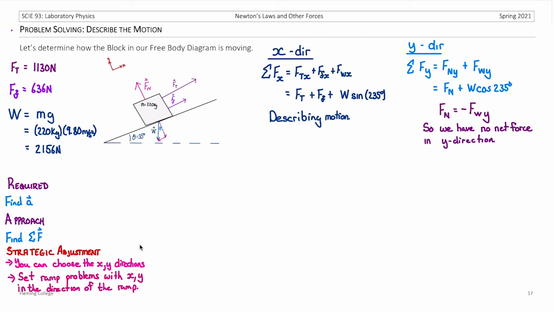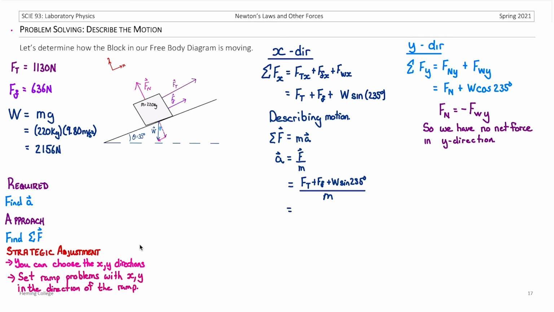Because we know that our entire net force will be in the x direction, that means that we do not have to consider the y direction anymore. But when we're describing motion, we need to use the equation F net, the sum of all of our forces, is equal to mass times acceleration. We're after acceleration here, so we can rearrange to say that acceleration is equal to F net divided by mass, and we can substitute what we know. F net is equal to the force of tension plus the force of friction plus the weight multiplied by the sine of 235. And we'll divide this entire thing by the mass.